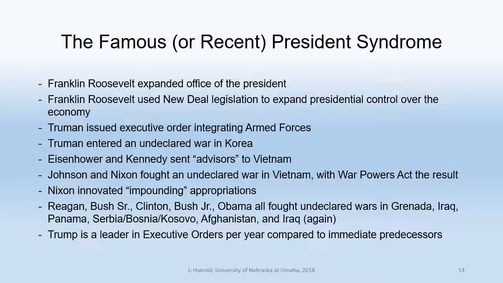Presidents Johnson and Nixon continued to fight an undeclared war in Vietnam. At the end of that, Congress passed the War Powers Act to limit the war-making power of the president. President Nixon innovated this idea of impounding appropriations, and Congress passed a law in 1974, again, to try to stop the president from doing that. And Presidents Reagan, Bush Sr., Clinton, Bush Jr., Obama, and now President Trump were all fighting undeclared wars in Iraq, Afghanistan, Serbia, Bosnia, Kosovo, Panama, Grenada, other places. And this is mostly done through the power of the presidency. President Trump himself is currently a leader, not the leader, in executive orders per year compared to his immediate predecessors anyway.